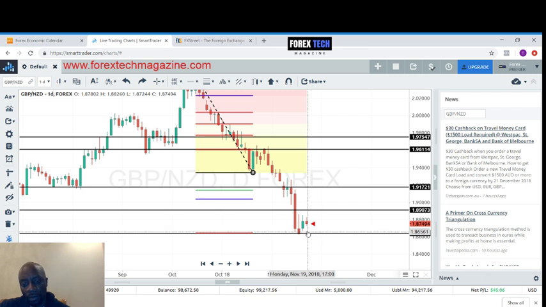Not saying that you can't get in here, not saying that this right here would be a bad trade, because I really do believe that this right here is definitely a U-turn in the market for this particular pair.